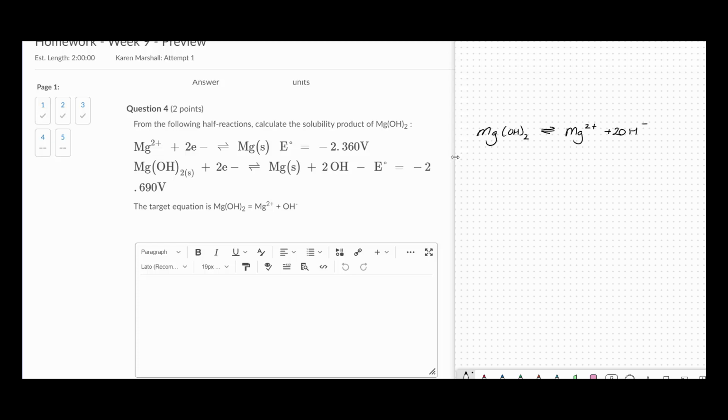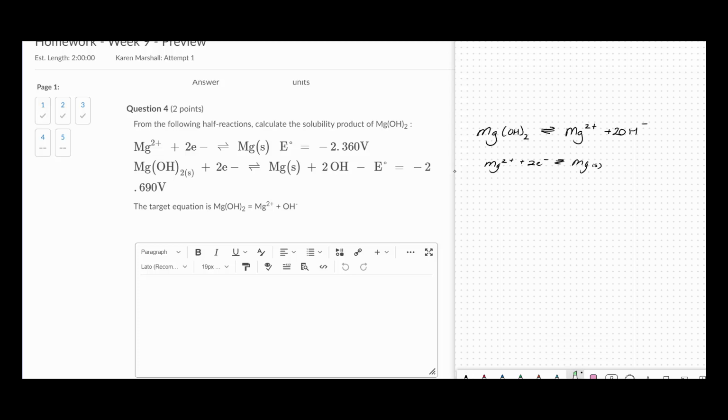And I need a 2 there. There's a 2 that's missing from here, so I'll have to go back in and correct that. But this is what we're aiming for. That's our target. So what I have is magnesium ion on the left side, on the reactant side. I have magnesium ion plus 2 electrons reacts to form that solid magnesium.